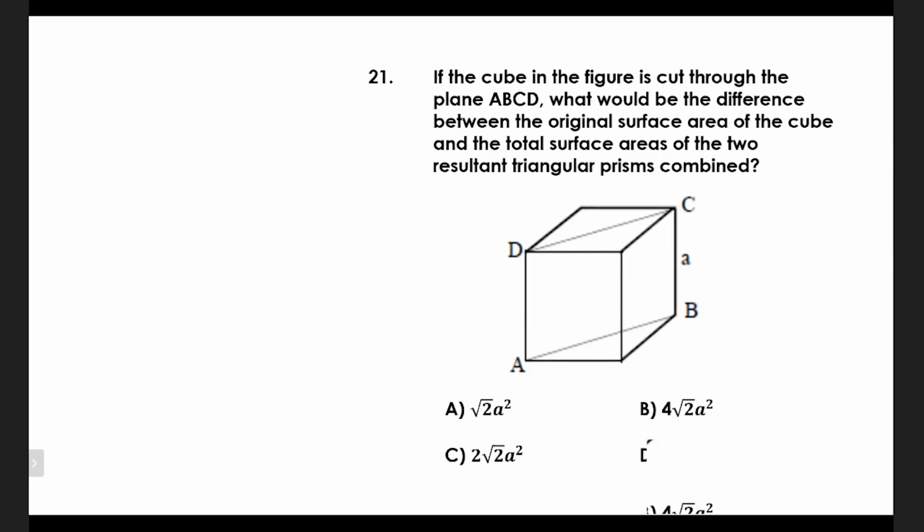Look at this, children. Surface area of cube is 6s square. That is, side is 8, 6a square. Now, if you take this AB, that is root 2 times A.